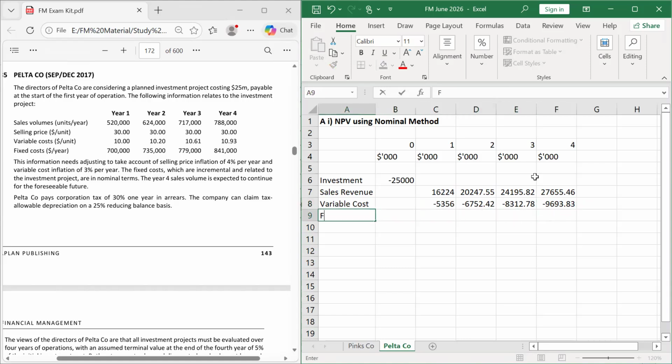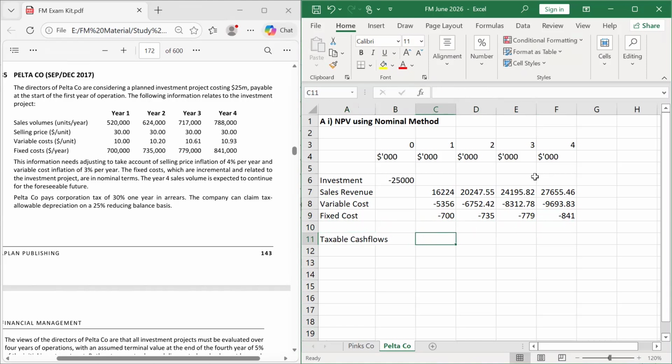Now fixed cost is already in nominal terms, which means that the impact of inflation is already included in it, so you can just put the figure. Fixed cost is 700 for the first year, 735 for the second year, 779 for the third year, and 841 for the fourth year. So this is going to give you the taxable cash flows.